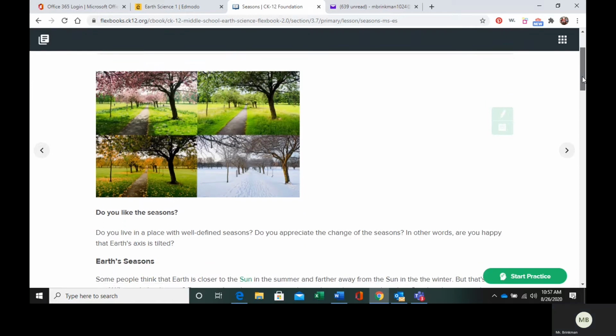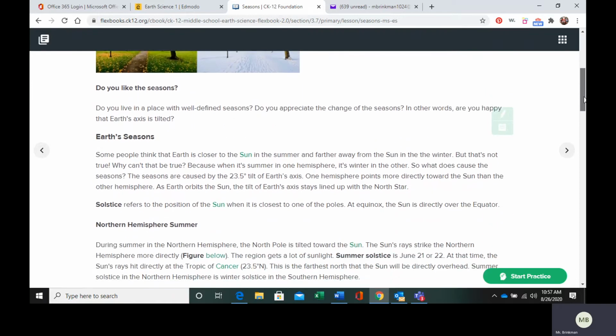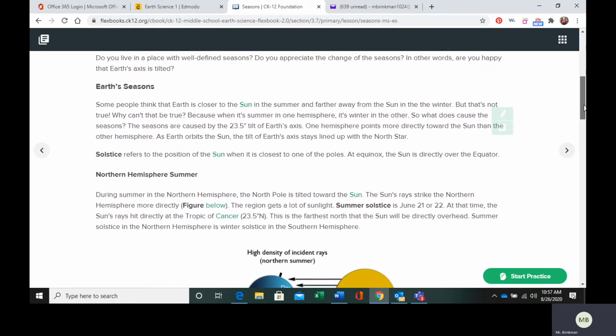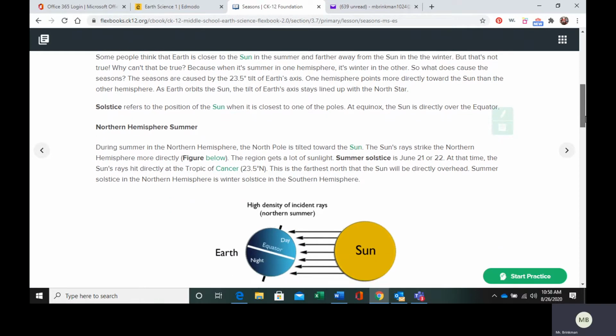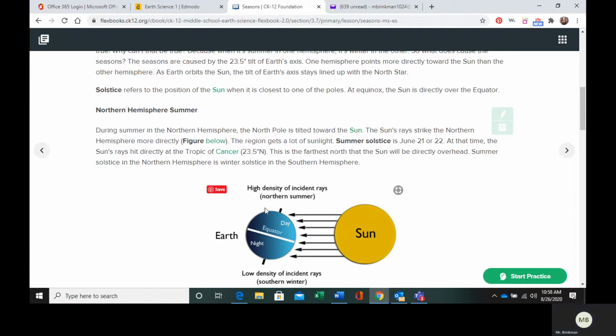So the reason that the Earth has different seasons, in some parts of the world more than the others, is because the Earth is tilted on its axis. So it has about a 23.5 degree tilt. And remember, the axis is this imaginary line that goes from the North Pole through the South Pole. Okay?